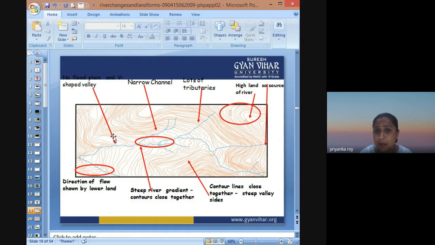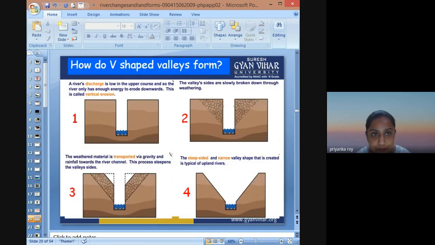It is separated by highlands, and the contour lines are very close together. If you see, the contour lines are very close together, showing a steep gradient, because when the contour lines are close, it shows that the gradient is very steep.